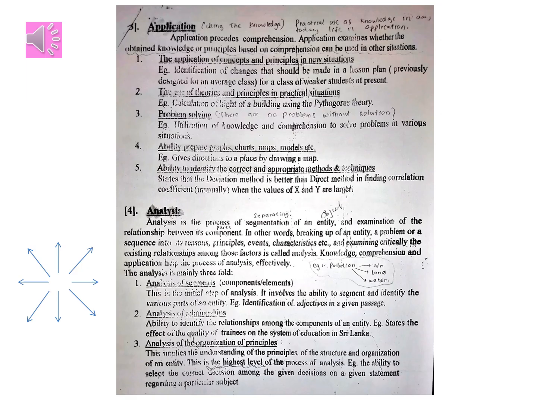Next, number 5, ability to identify the correct and appropriate methods and techniques. Example: states the deviation method is better than the direct method in finding correlation. That's correlation analysis. You studied only the Spearman's rank because that's in your syllabus now, but in those days the Spearman's direct and deviation methods were there, right? So you select the best method for the situation appropriately. For that you have to know the method and understand it, then only you can apply.